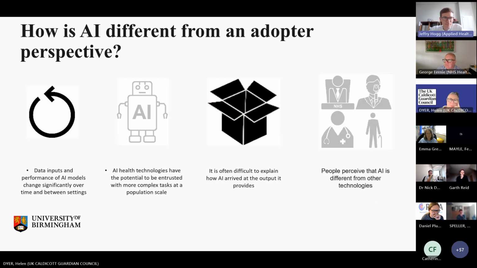So from a clinician's perspective or a doctor's perspective, what does that really mean? How are these technologies different from other things in reality? Well, one thing is that just because an AI product is working well today, it doesn't mean that it's going to continue to work well into the future.